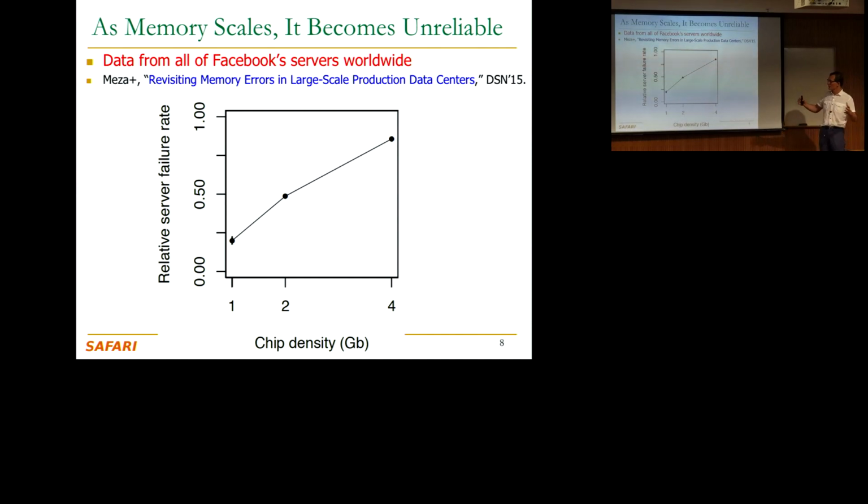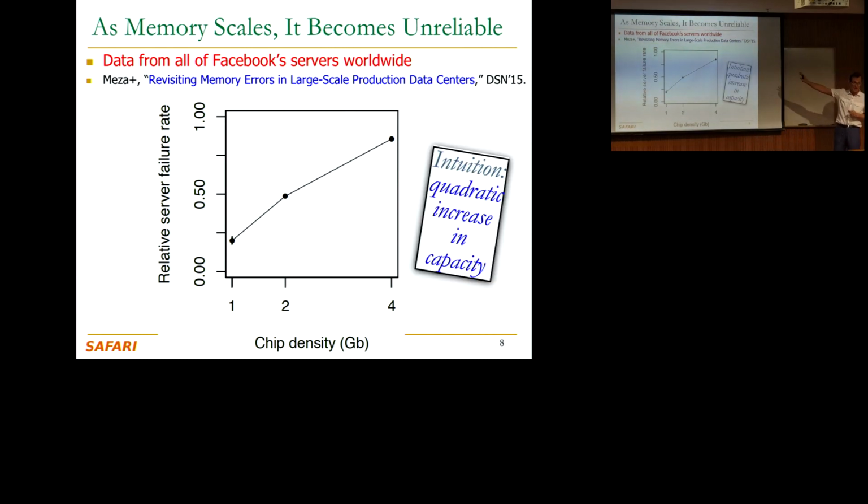Basically, as we put more DRAM cells on a chip, the chip becomes denser, and the density of the chips that we employ in real production systems has a very strong correlation with the failure rates that we observe in real systems. And this is one of the papers that I would definitely recommend. There's a lot more analysis across all of Facebook's servers, actually. Facebook, at the time, in 2014 or so.